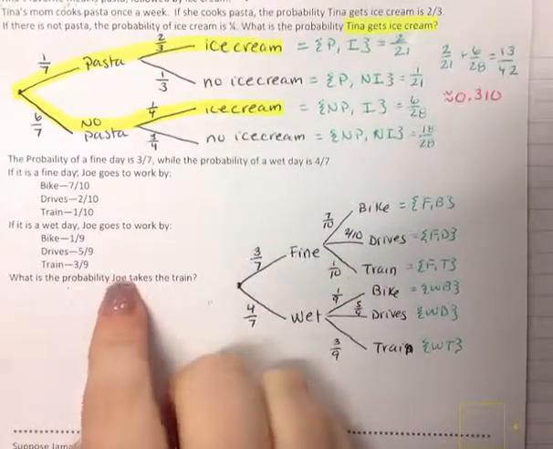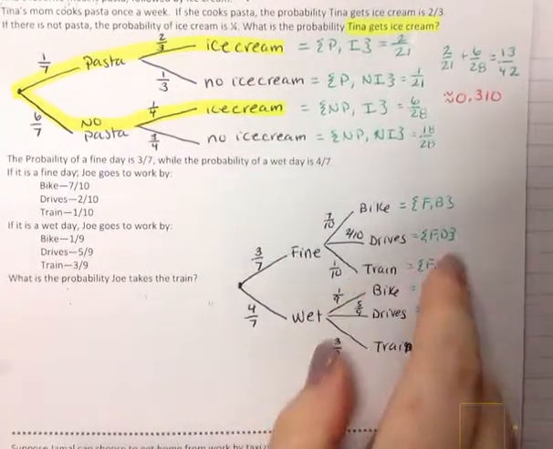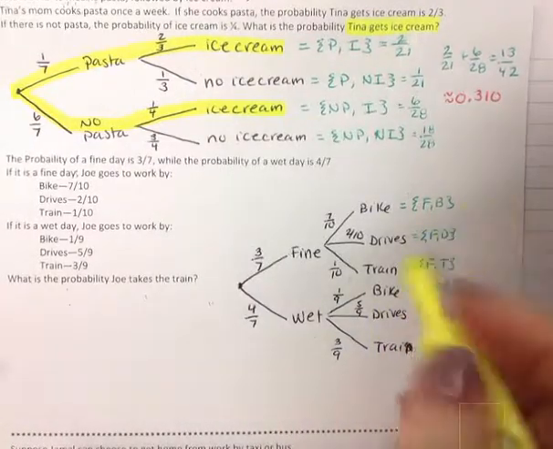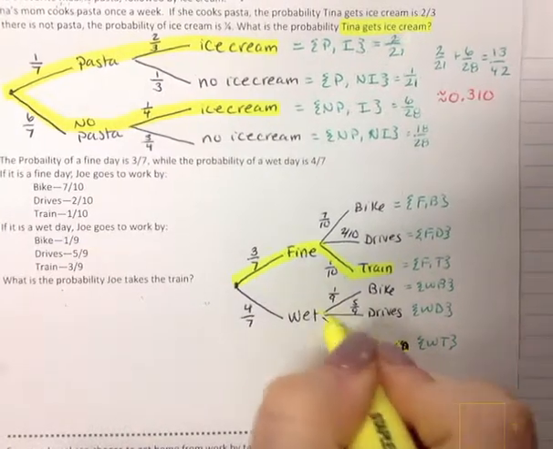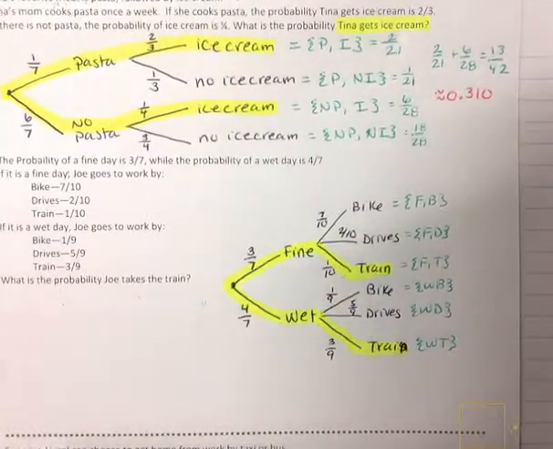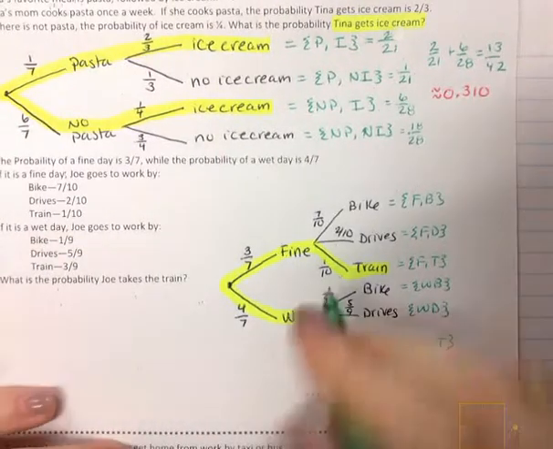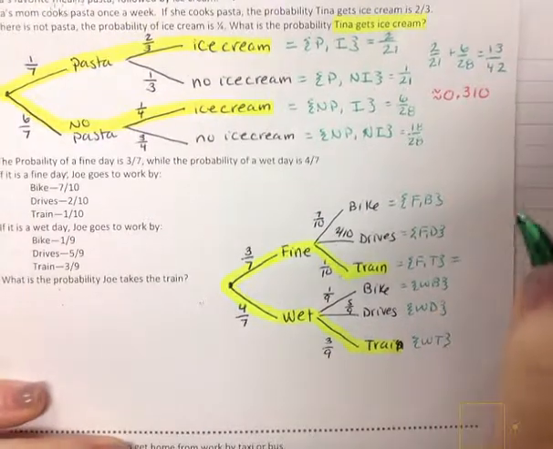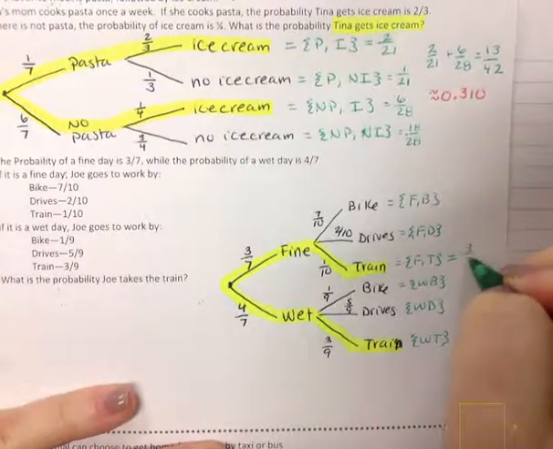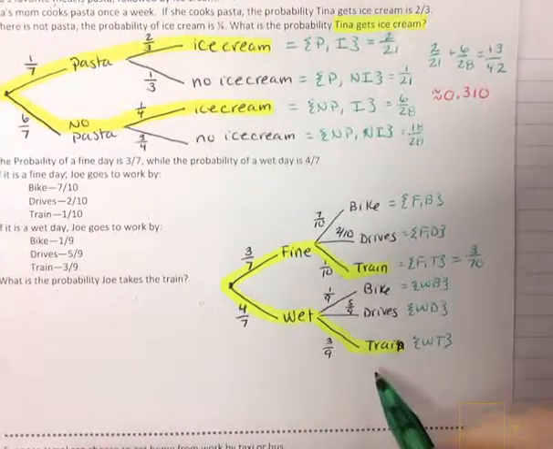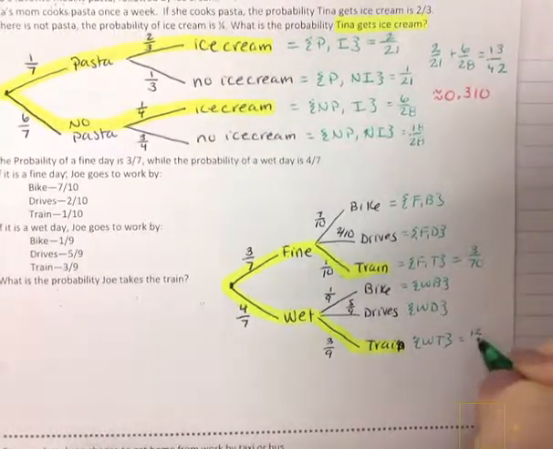What's the probability that Joe takes the train? So that's the one we focus on, the train. So if it has a train in it, we follow that one. So here's train. We're going to follow it back. Then we also have train here, which we'll follow back. Those are the only 2 probabilities that I have to find for this problem because I only have that one question. So on a fine day, the probability for the train will be 3 out of 70. And the probability that it will be a wet day and he takes the train will be 12 out of 63.